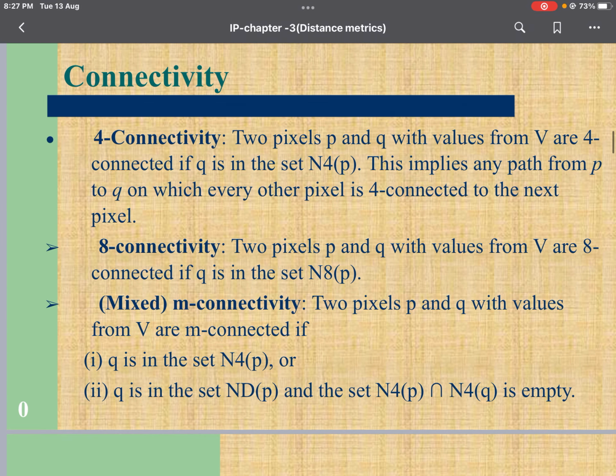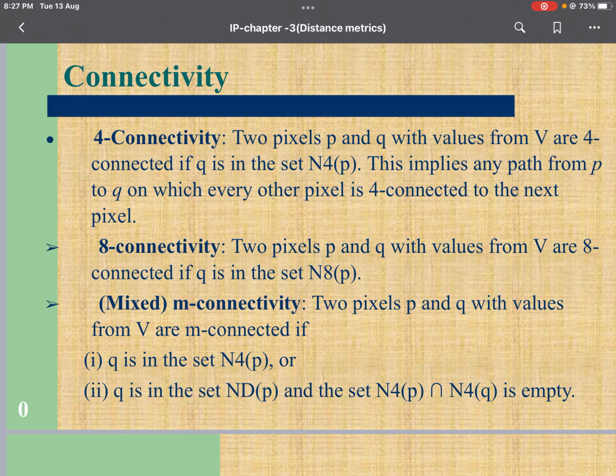With respect to connectivity, we have 3 types: 4 connectivity, 8 connectivity and mixed connectivity, which is called M connectivity. 4 connectivity means 2 pixels p and q with values from V are 4 connected if q is in the set n4 of p.